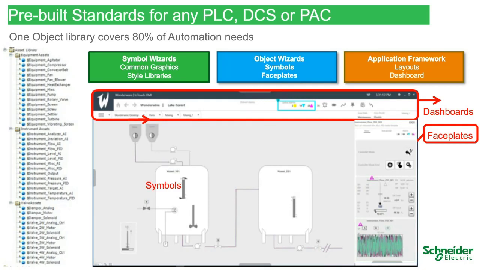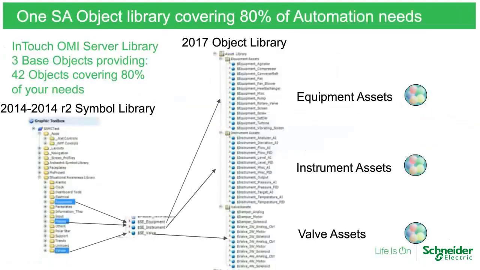We will also give you the faceplates out of the box that interact with these symbols. So if you click on the pump, you can turn the pump on and off. Or if you click on a PID loop, you will see the PID loop in the faceplate. So these faceplates come out of the box. So the 2017 object library is really equipment assets, instrument assets, and valve assets.